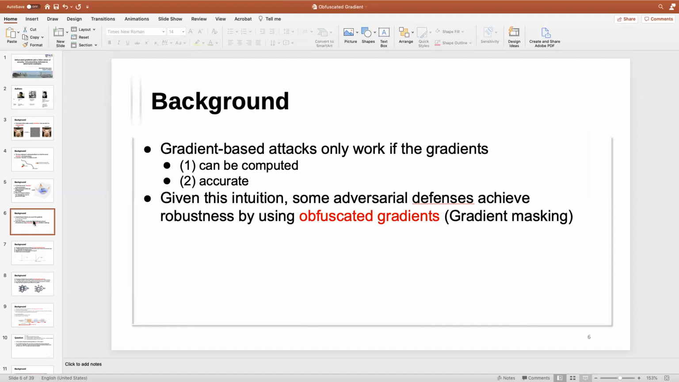So now, as you may observe, the problem for gradient-based attacks is that they only work when the gradient can be computed and also the gradient is accurate. Given this intuition, some adversarial defenses achieve robustness by masking the true gradient, such that the gradient either becomes non-existent or inaccurate. The paper uses the term obfuscated gradients to categorize those defenses.